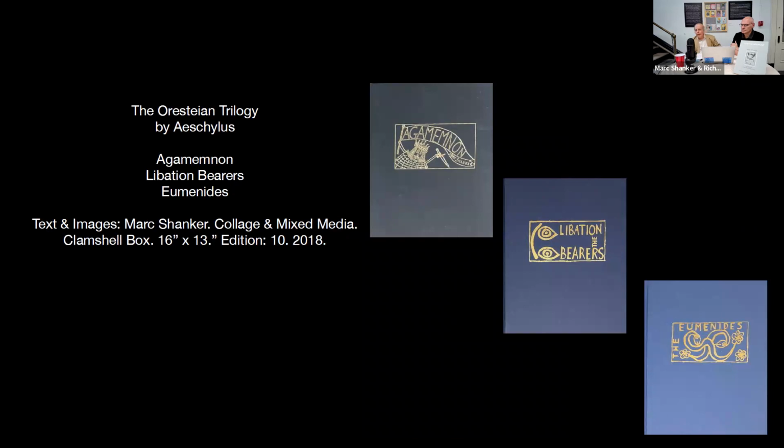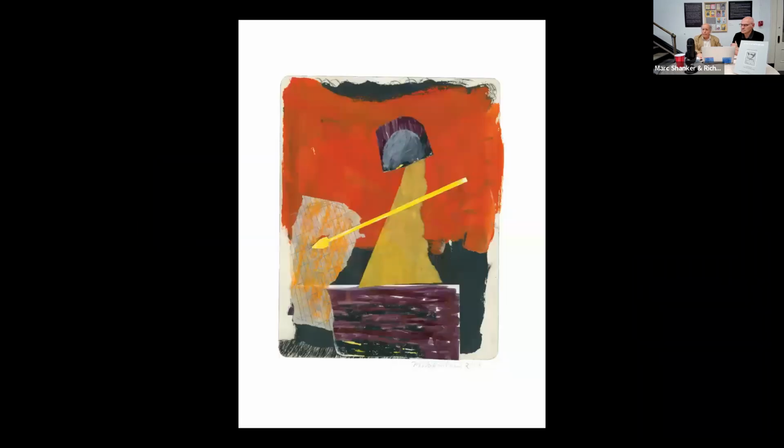Another massive project, I made a pledge to myself that every year I would do one Greek play. I would illustrate one Greek play. And in this case, I illustrated a trilogy, the Oresteian Trilogy by Aeschylus. Here I had the text, which were each play was 75 pages. I had to compress the text and make the text and the pictures work together while keeping the narrative going.